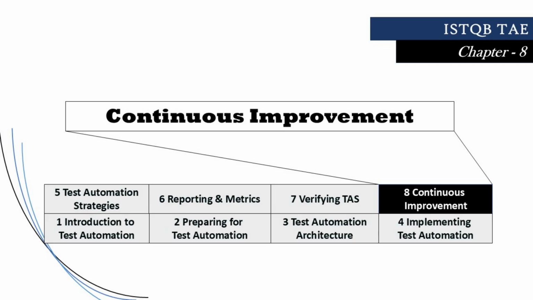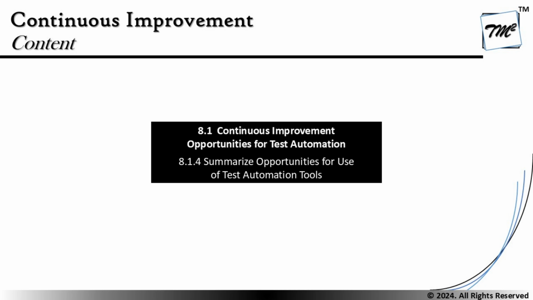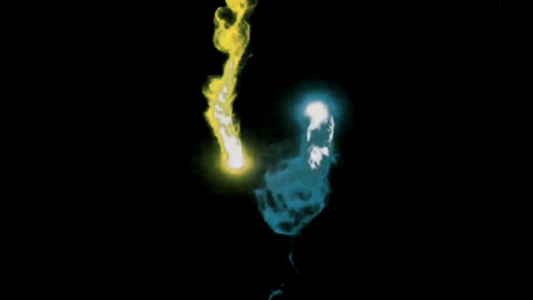Welcome back to another tutorial on ISTQB Test Automation Engineer certification. We are in chapter 8 talking about continuous improvement, and today we shall be looking at the last segment of it, that is 8.1.4, summarize opportunities for use of test automation tools. And we would like to understand how exactly an automation tool can be used for many other purposes which we generally don't think about.